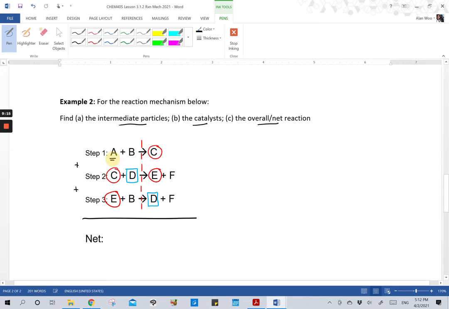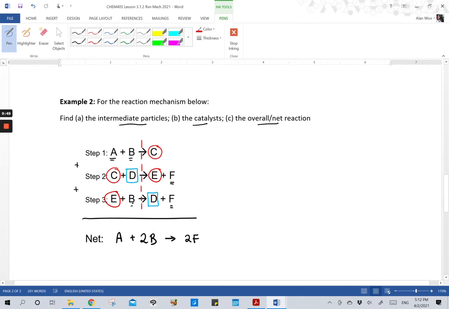So on the reactant side, I have an A. On the reactant side, I also have 2 B's. Sorry about that. On the product side, I have 2 F's. All the other ones would have been canceled out.